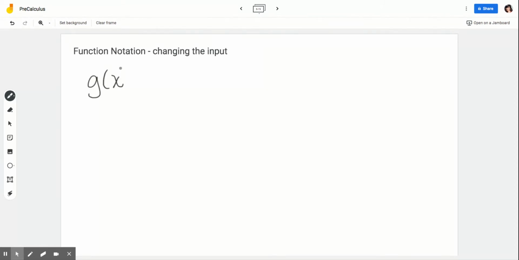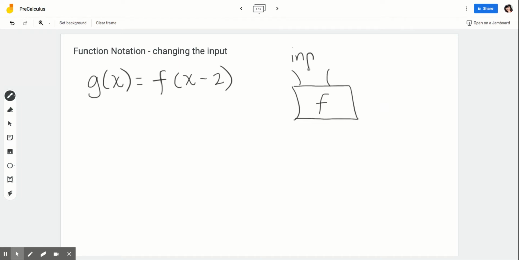So let's say we define a new function, g of x, as being the f function, where we subtract 2 of x minus 2. So whenever we're writing these functions in terms of the other, what we're kind of saying is I want to be able to use the f machine to find g. And we can see here that what we are changing is the input.